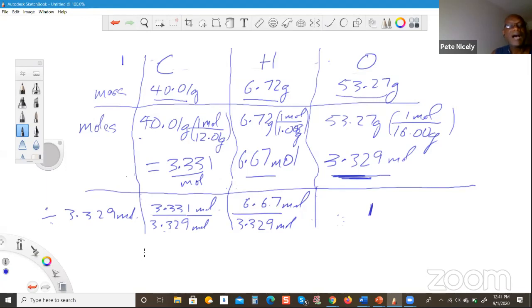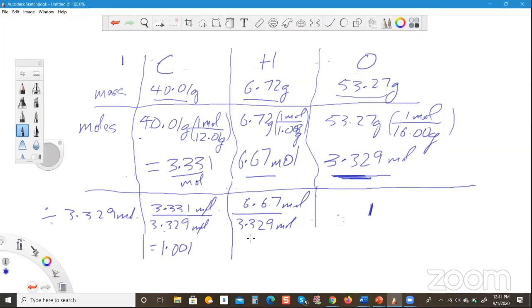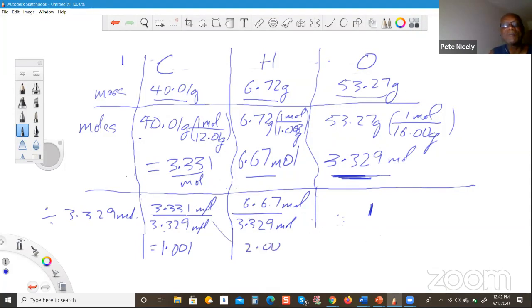So let me again calculate 3.331 divided by 3.329. And according to my calculations, this works out to be, to 4 sig figs, 1.001. Of course, the mole units will cancel out here and here, so there'll be no units left. In this case, 6.67 divided by 3.329, rounded off to 3 sig figs, would be 2.00. And again, as I said before, this is 1.